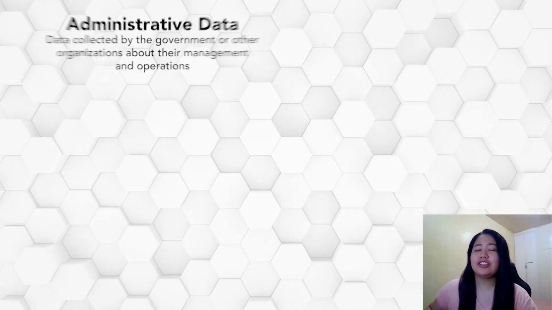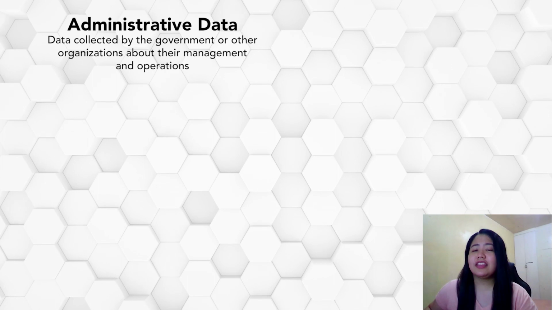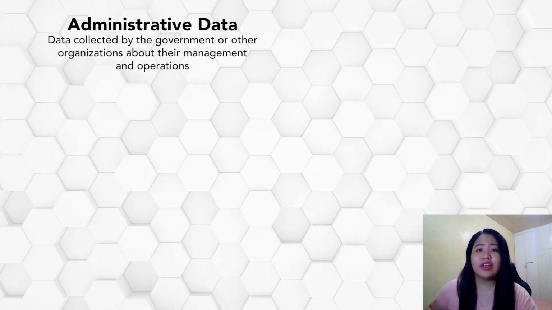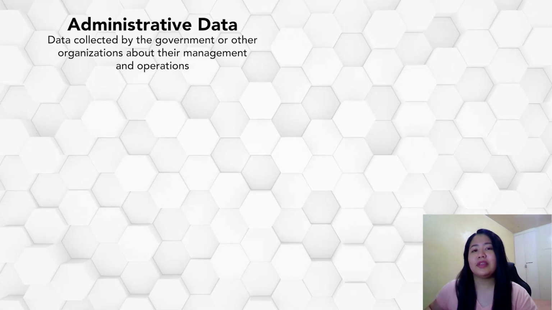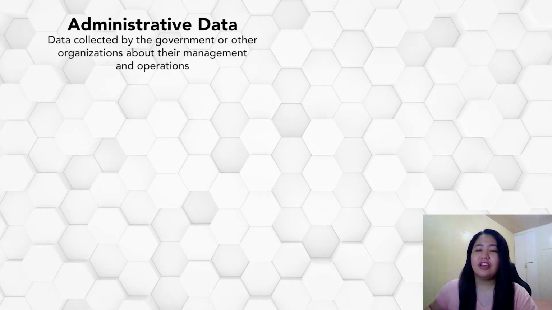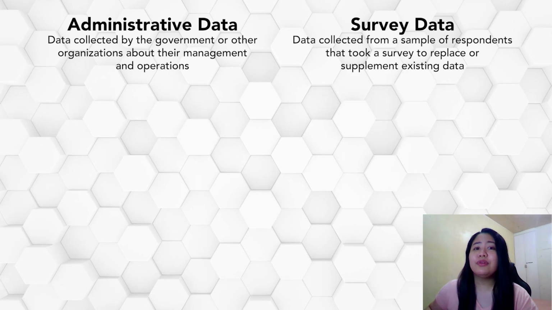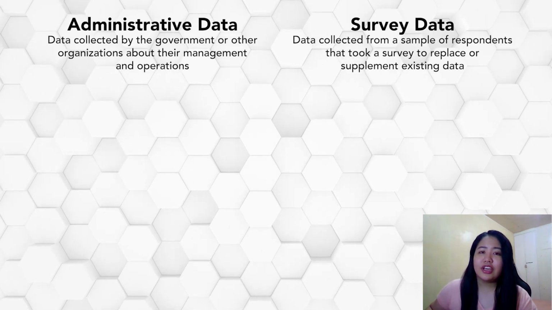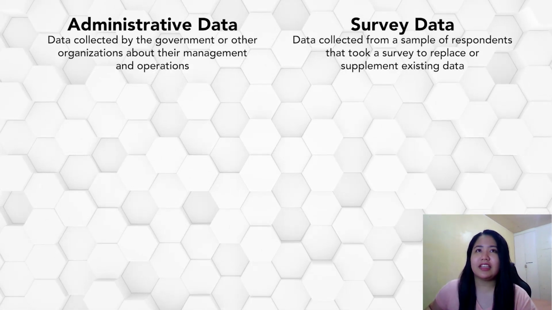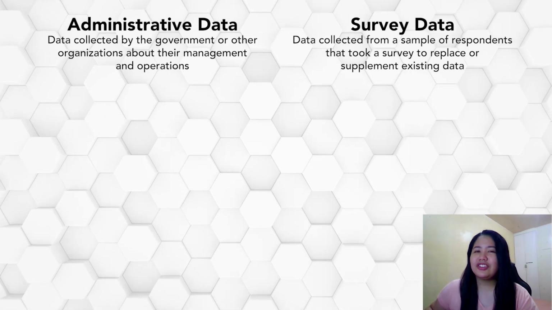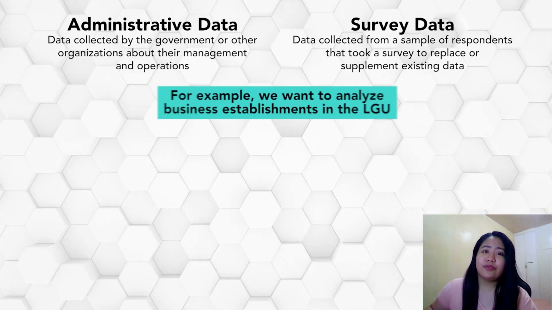Finally, let's look at some examples. First, we have administrative data. These are data collected by the government or other organizations about their management and operations. Another is survey data. These are data collected from a sample of respondents that took a survey to replace or supplement existing data.